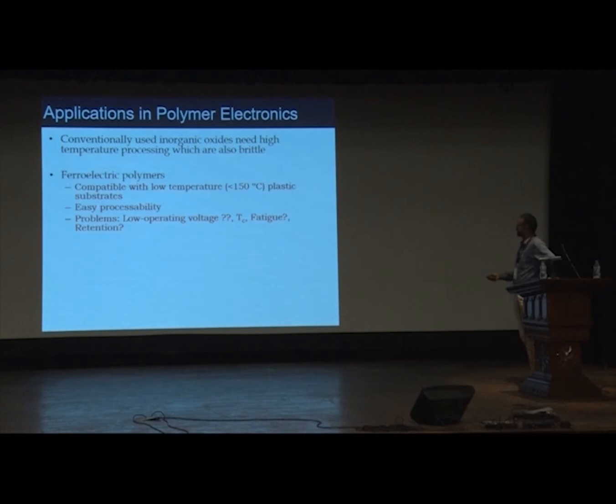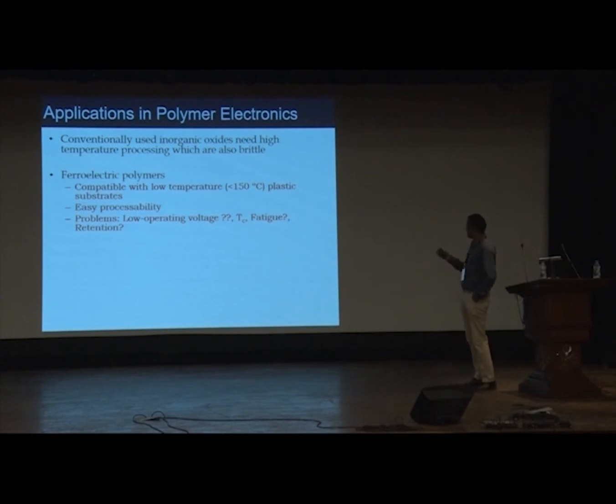So what we require is a new class of materials which are ferroelectric, but in a soft state. They are polymers basically, which should be compatible with low temperature processing, like less than 150 degrees centigrade, so that you can make plastic devices. They should be easily processable so that they can be, let's say, printed. But there are some problems, like, can you operate them at low voltages, because most of these devices are operated at very low voltage. Their transition temperature should be sufficiently high so that they remain ferroelectric at room temperature.